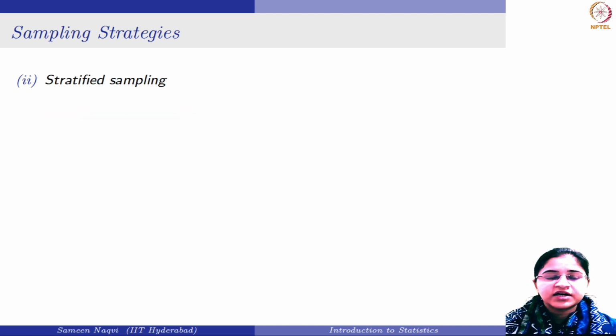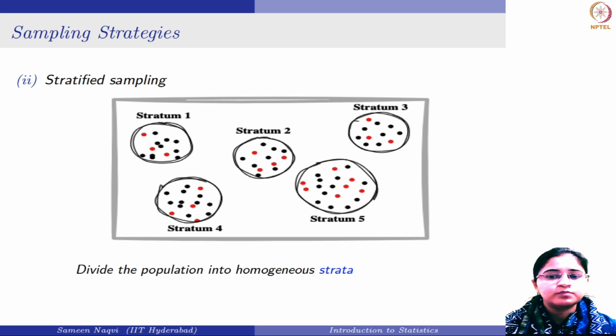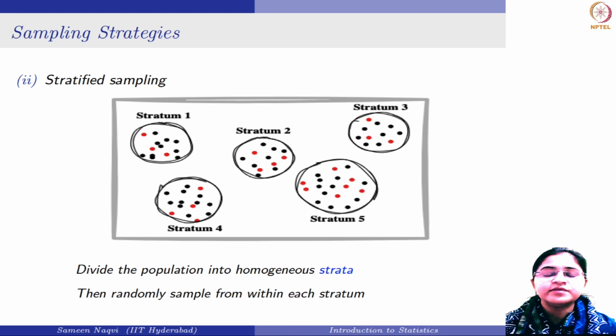The next one can be the stratified sampling. In stratified sampling, you divide the population into homogeneous strata and then randomly sample from within each stratum. So here if you see this, the entire population has now been divided into different strata, and the red dots within these strata represent the ones which have been randomly selected. Right? From each stratum we have selected a random sample.